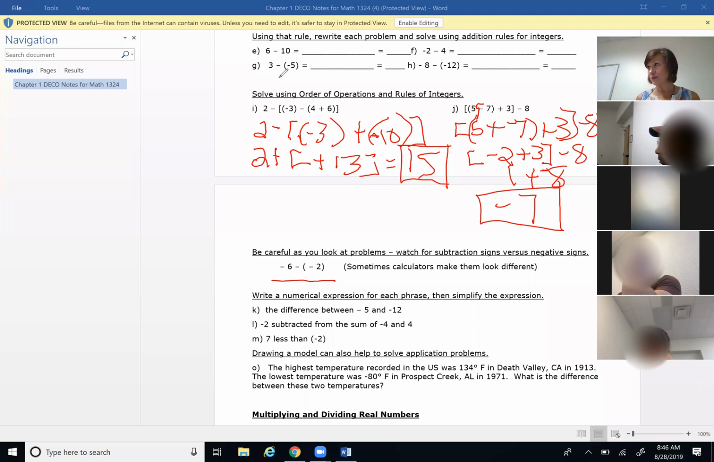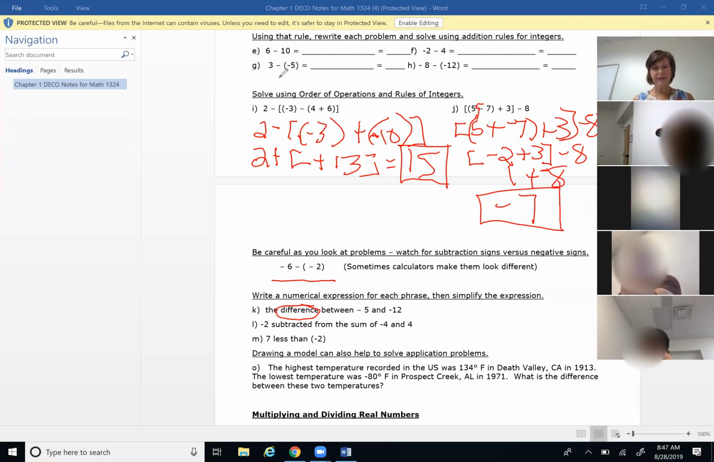Also, sometimes we run into things that need to be translated. So just be careful that you watch out for some of these issues if something comes to you in the form of a word problem. What does the word difference mean? Anybody know? It's the answer to a subtraction problem.